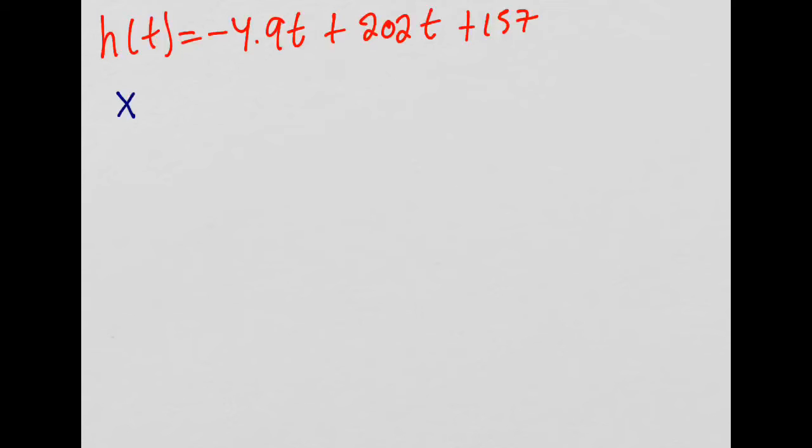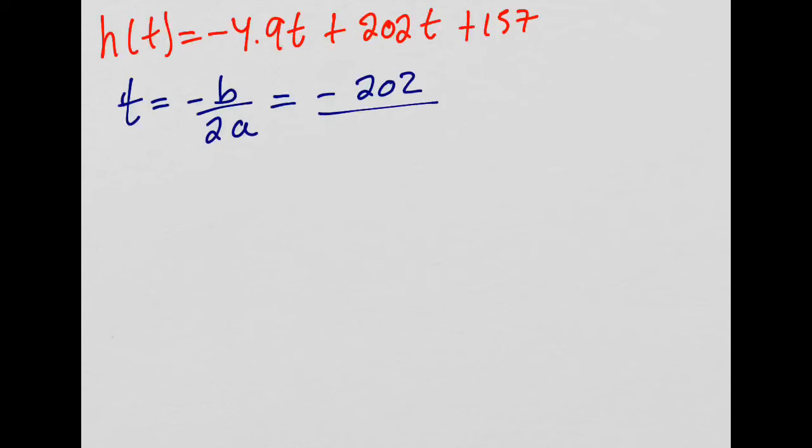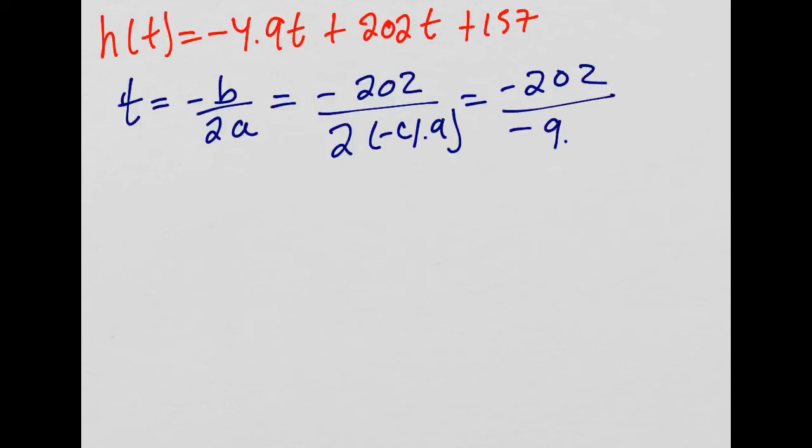h of t equals negative 4.9 t squared plus 202 t plus 157. I'm going to use the vertex formula. In this case, we're dealing with t, so let's use t. t equals negative b over 2a. Negative 202 over 2 times negative 4.9. This is negative 9.8.